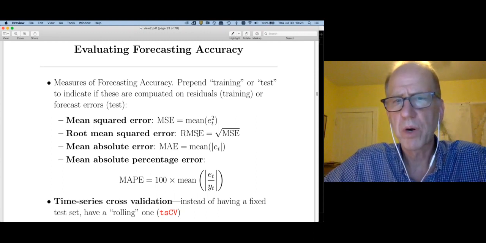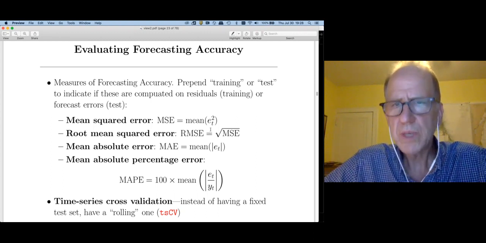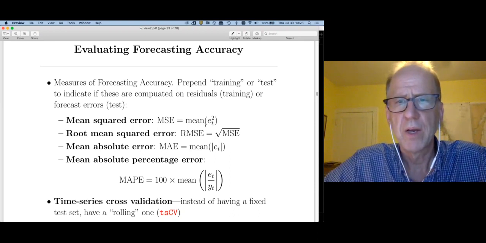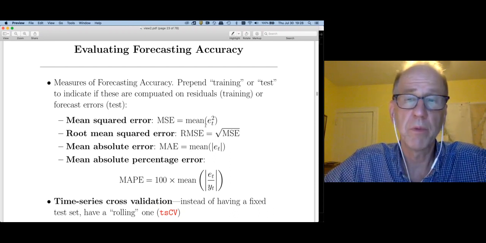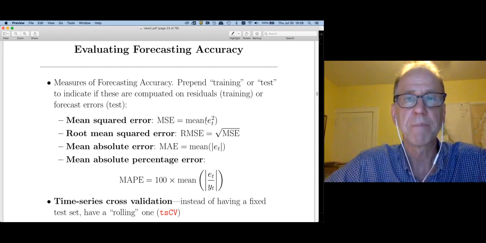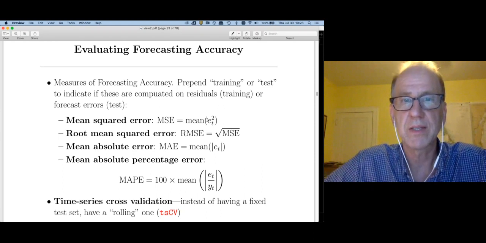An alternative approach to this: the reason we square these errors in the mean squared error and root mean squared error is to get rid of the sign. Sometimes we overestimate things, sometimes we underestimate things, and by squaring it, we get rid of that sign.